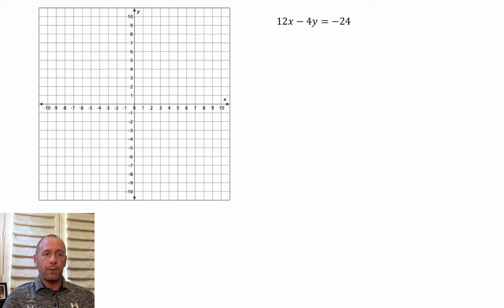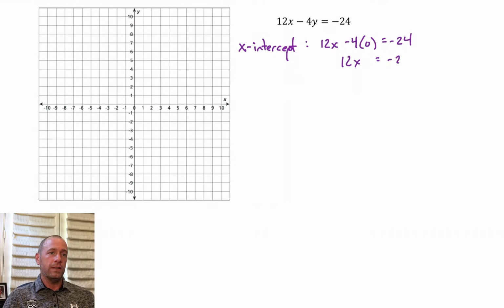So next example, I'll go through this one just a little bit more quickly. I'm going to start by finding the x-intercept, and I do that by making y 0. So 12 times x minus 4 times 0 equals negative 24, or 12x is negative 24. The x-intercept is negative 2. So I can plot that.